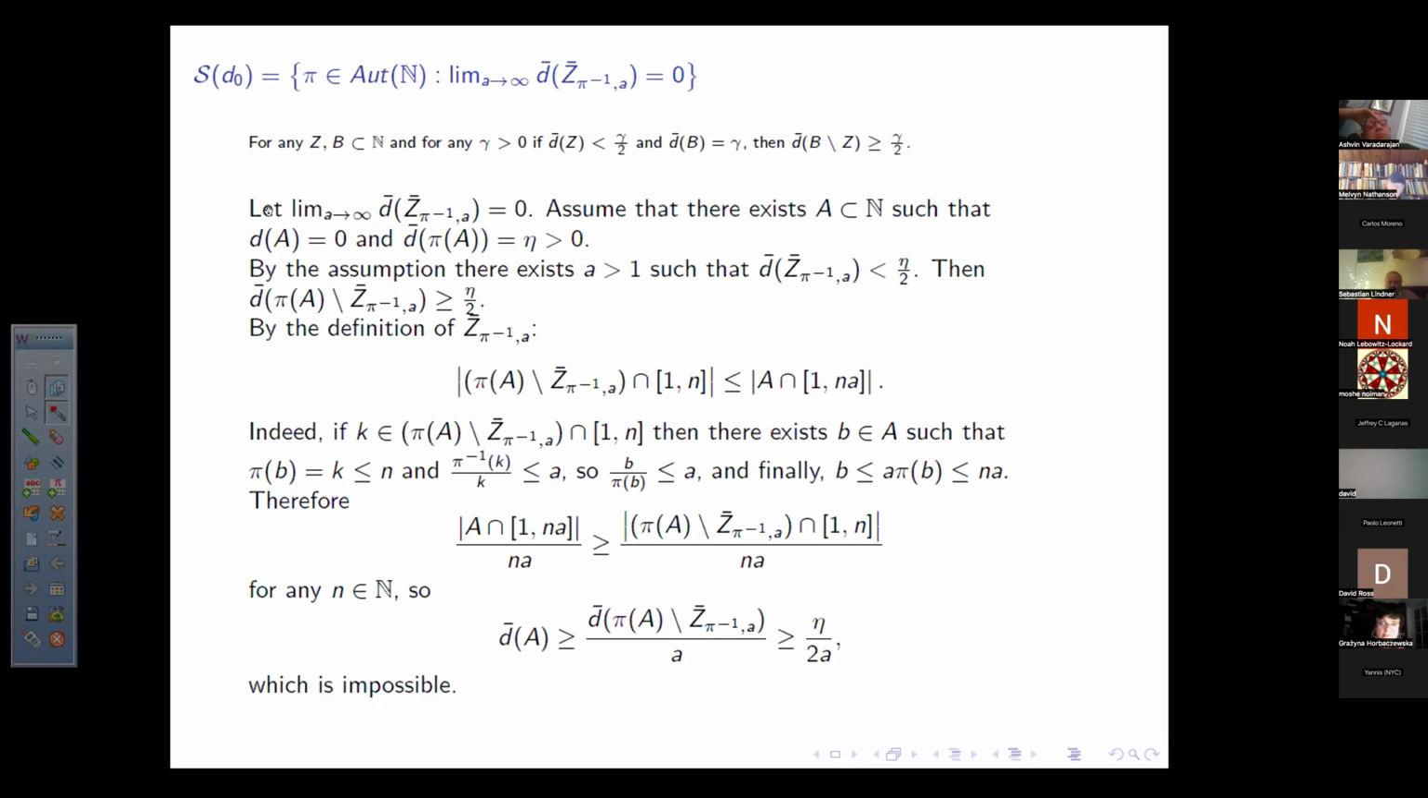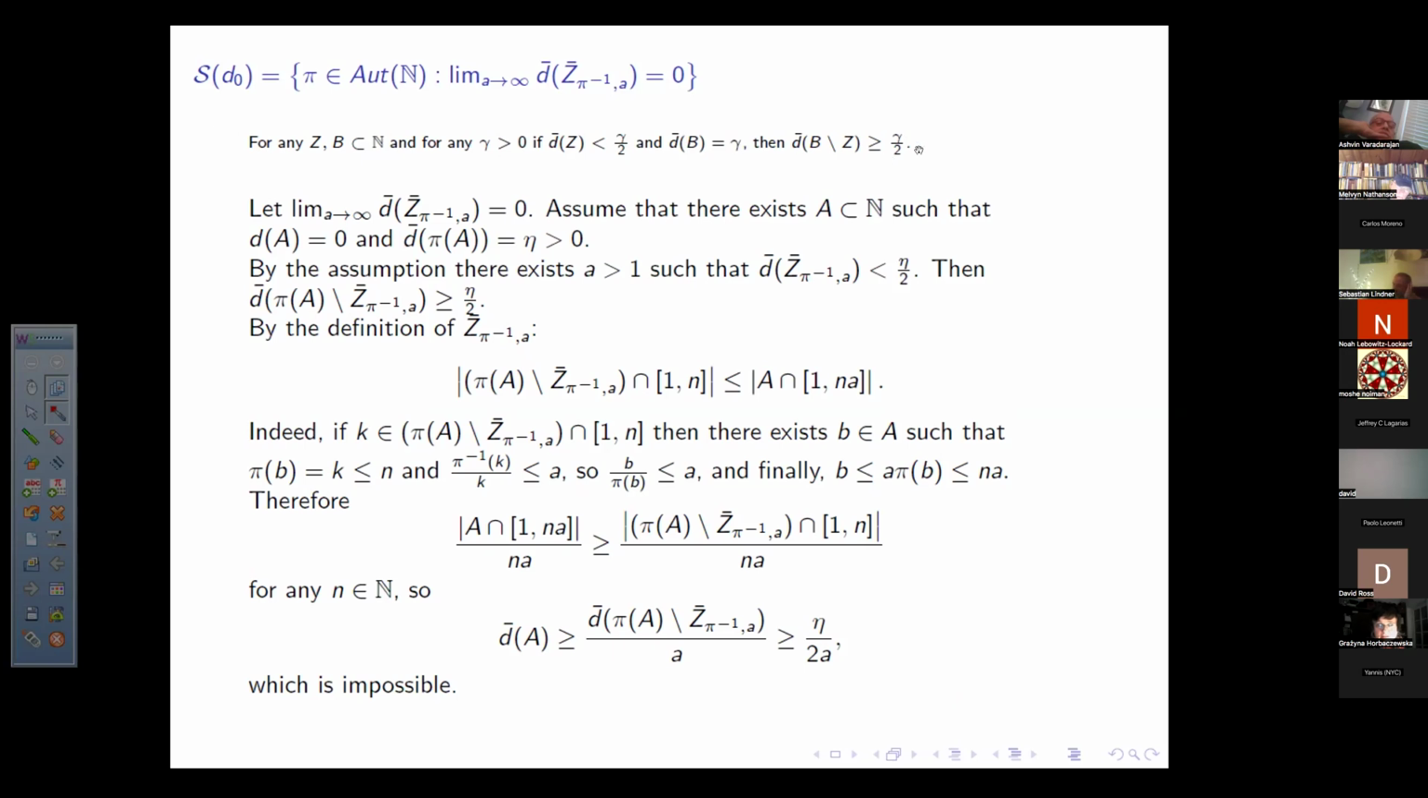So let's start by assuming that we have this limit, and assume that we have a set which does not belong to our family. So after the permutation, the zero density is spoiled. Let's assume that the upper density of this set is equal to some positive eta. We denote it by eta. By the assumption that it goes to 0, we know that there exists a number A such that this density is smaller than eta divided by 2.